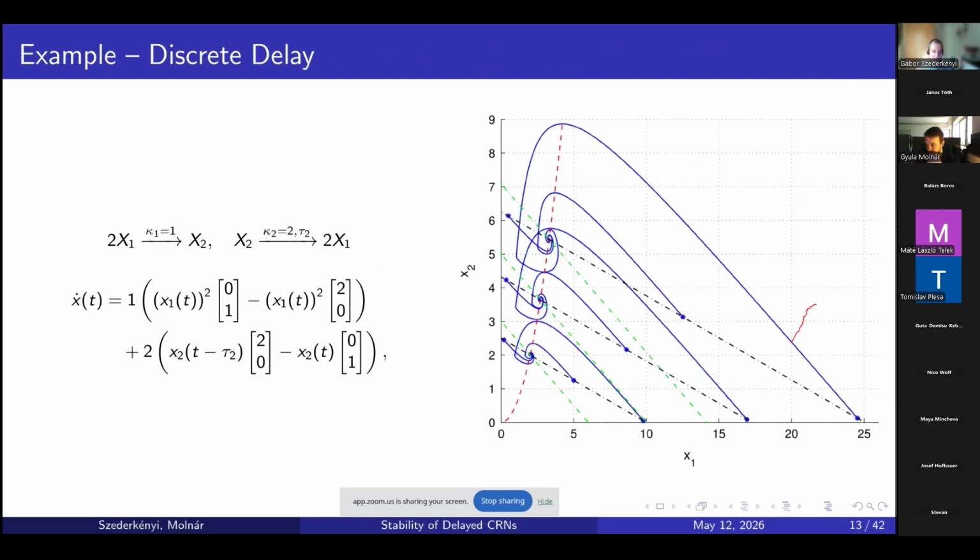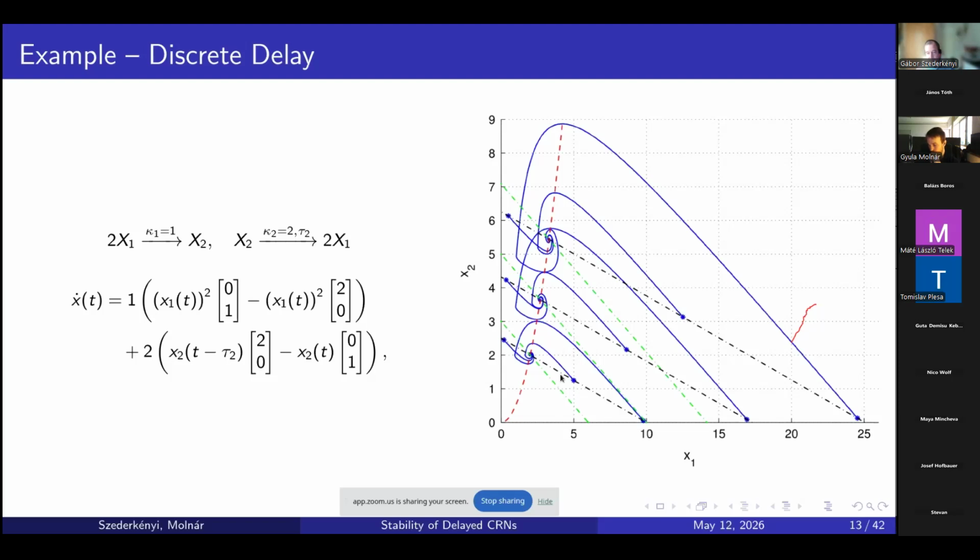An example for a discrete delay, a very simple two-species network. One of the reactions is delayed, so this second reaction, and you can see that this is a reversible network. So we can write the delayed differential equation and compare the non-delayed notions and the delayed notions. So this red line is the set of equilibria, and we know that the set of equilibria are the same in the delayed and non-delayed cases. The green lines are the stoichiometric compatibility classes of the non-delayed system, and these black dashed lines are the compatibility classes corresponding to constant initial functions, because only in that case we can draw these lines for the delayed system.